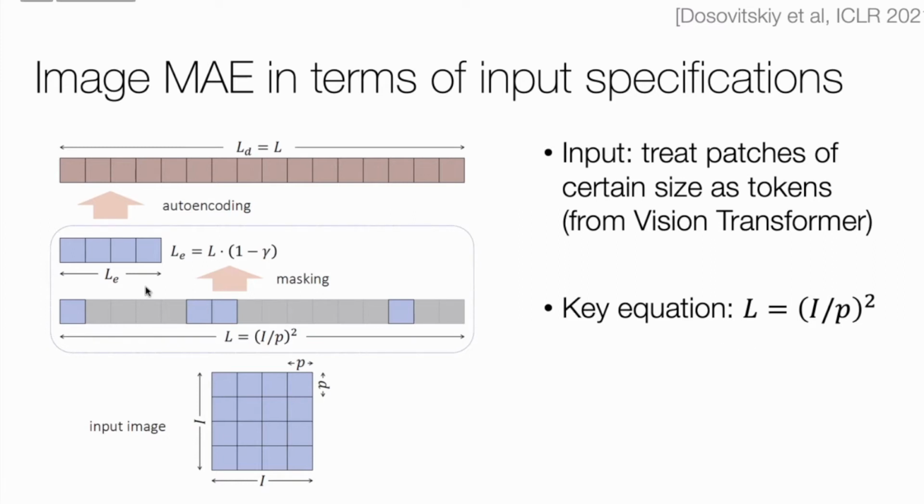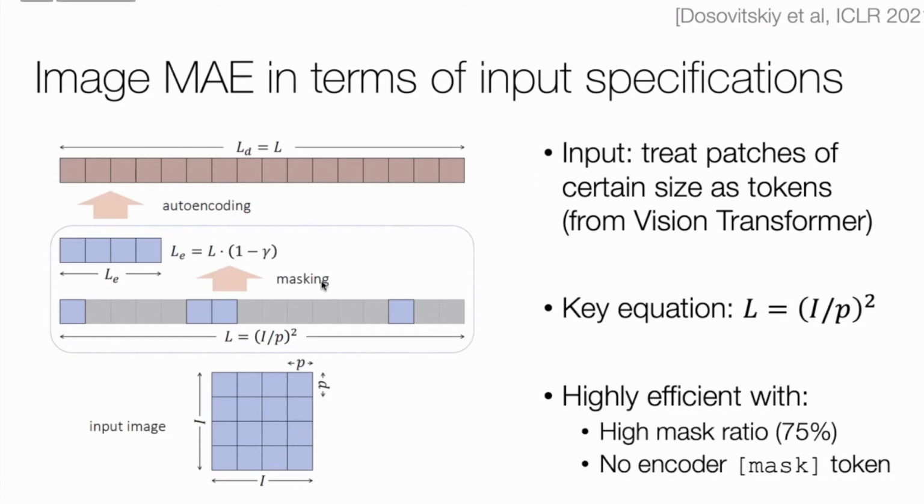And then because MAE will mask out a lot of the patches for the encoder, the encoder's length is actually much smaller. If we have a mask ratio of 75%, then the encoder's length is only 25%, or a quarter, of the sequence length. And of course, for reconstruction, the decoder is looking at the full sequence length because it has to reconstruct all the pixels.